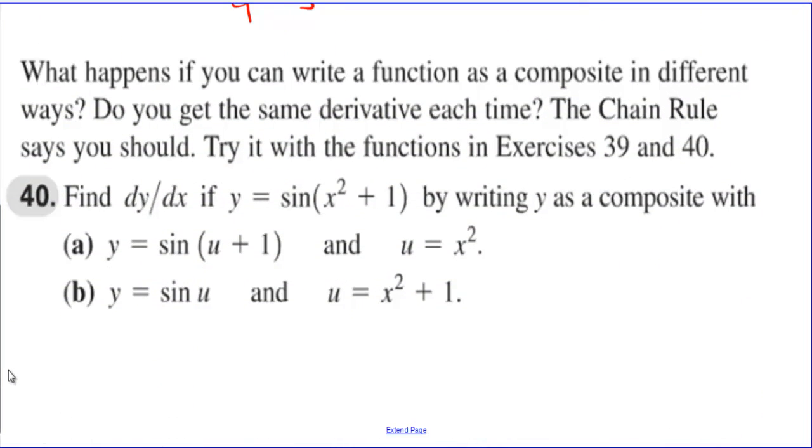What happens if you can write a function as a composite in different ways? Do you get the same derivative each time? The chain rule says you should. Try it with the functions in exercises 39 and 40.